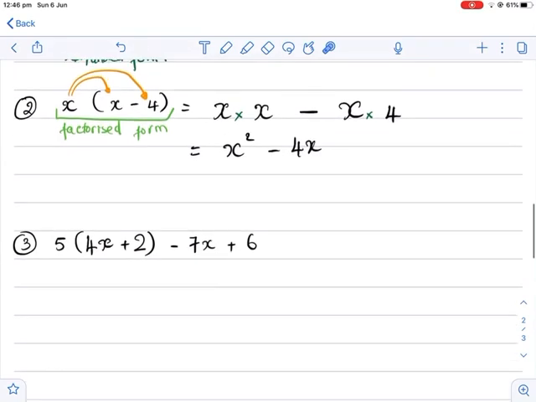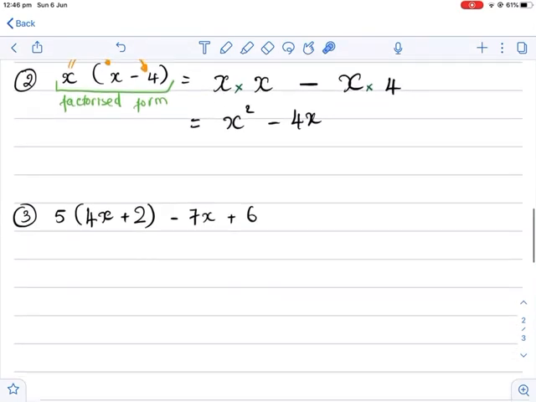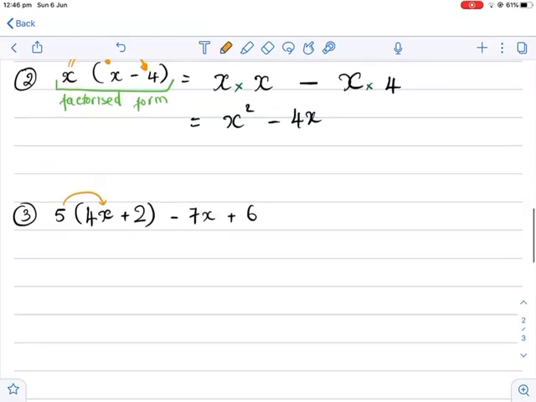Now we're going to do the last example. So I have this one. First, I have to write down the expression, which is already there. The next step is to use the distributive law to expand the bracket. I have only one bracket, so I'm going to use the distributive law to expand that bracket only.